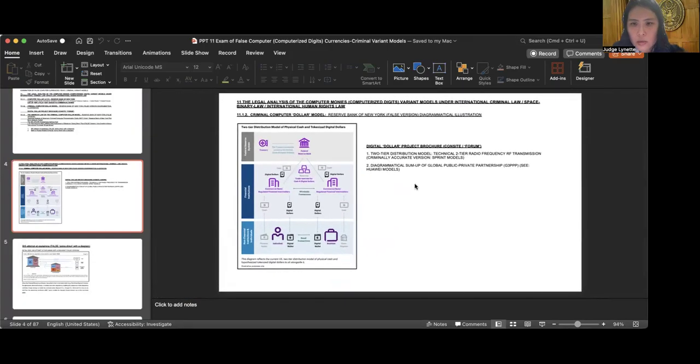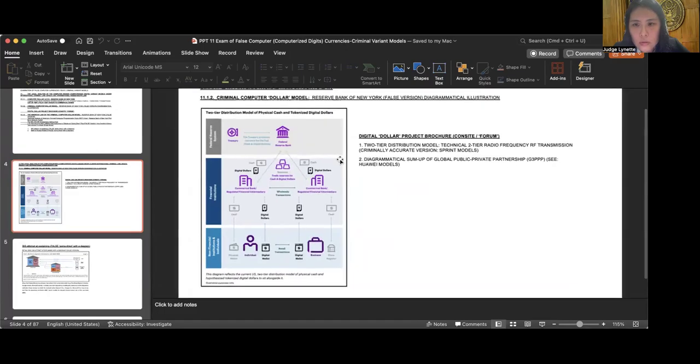This is the forum. It's not legal and it's not lawful as well. And it is in fact criminal. I can just straight away tell you that because it states that it is a two-tier distribution model.